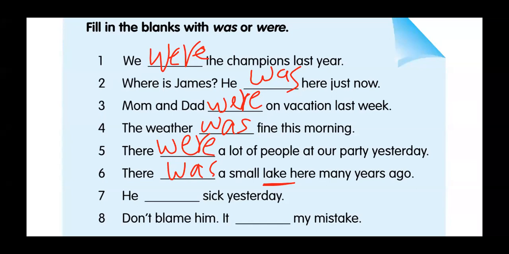If you are unable to identify in the sentence whether to put were or was, what you're going to do is just find the plural nouns or singular nouns. So champions is plural, so we'll put were. In here, see, where is James? So James here is one person, right? Singular noun. So we will write was. See over here, mom and dad. Here, two persons are there. So we are saying were.